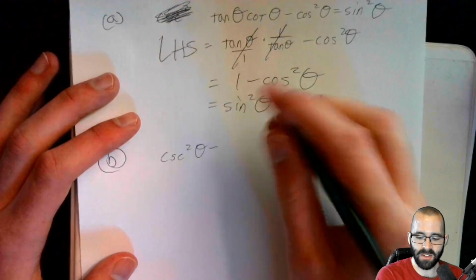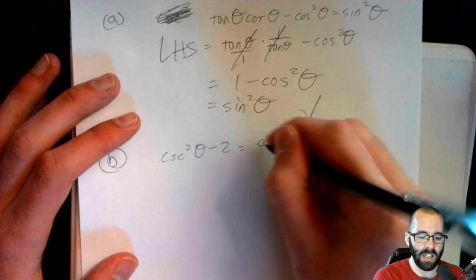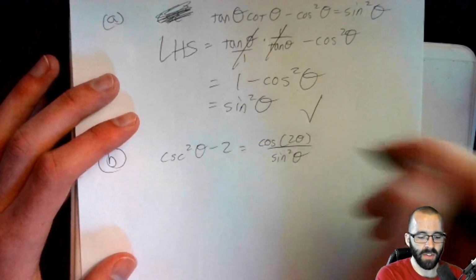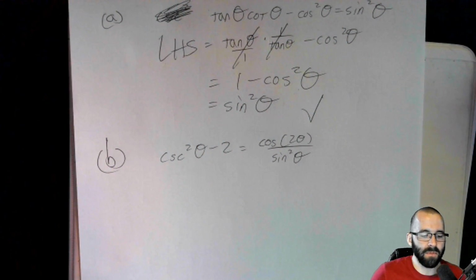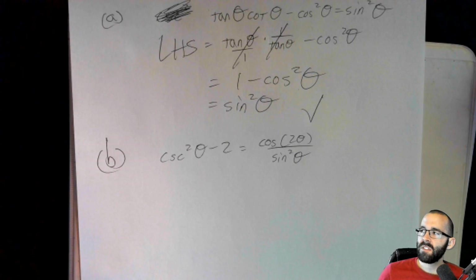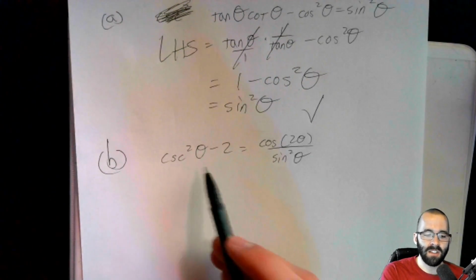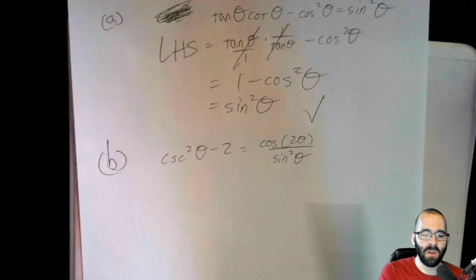Cosecant squared of theta, this one's a little trickier, minus 2 equals cosine of 2 theta over sine squared of theta. So we have a lot of options here. Okay, you could start with the left-hand side or the right-hand side. If you start with the left-hand side, you could use the fact that cosecant squared is 1 plus cotangent.